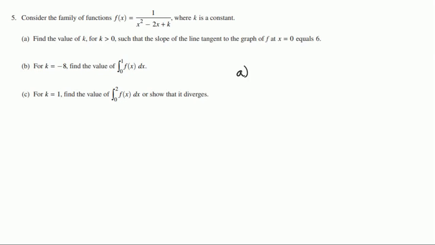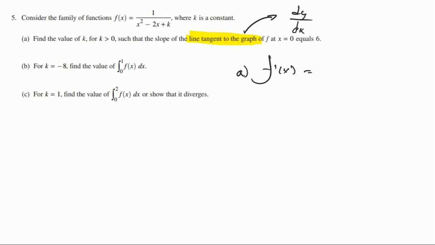Find the value of k, for k greater than 0, such that the slope of the line tangent to the graph of f at x equals 0 equals 6. The line tangent to the graph is going to clue you in on dy over dx. Oh yeah, it's a derivative. Okay, so we're looking at f prime of x.